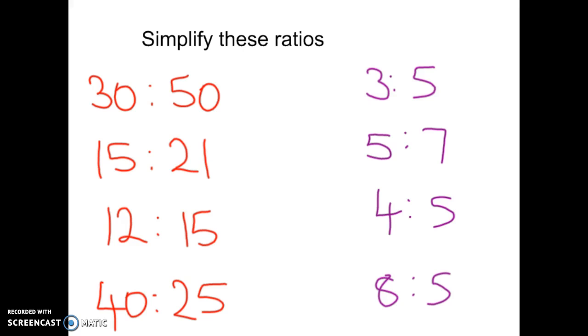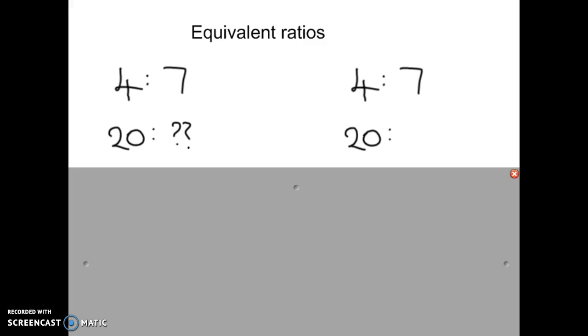So let's keep going. Equivalent ratios. On the slides we've just come from, each time we simplified a ratio, the ratio that we started with and the ratio that we ended up with are equivalent. So simplifying ratios gives us equivalent ratios.